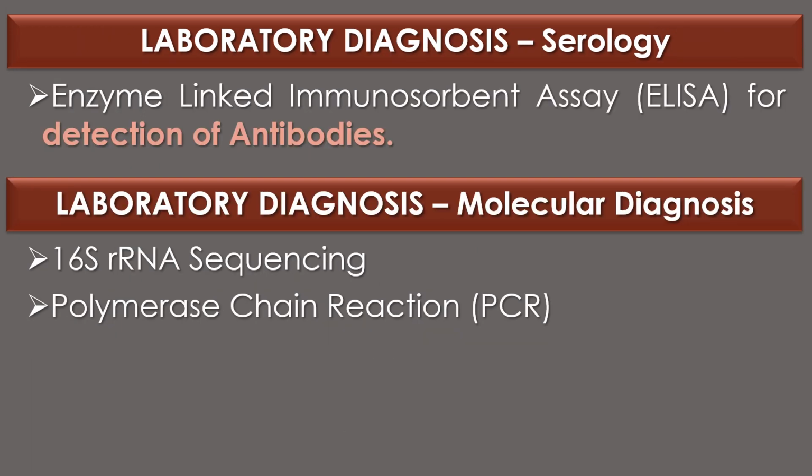The serological test used for the detection of antibodies which are produced against Helicobacter pylori is enzyme linked immunosorbent assay or ELISA. And for molecular diagnosis, 16S rRNA sequencing and polymerase chain reaction are widely used.